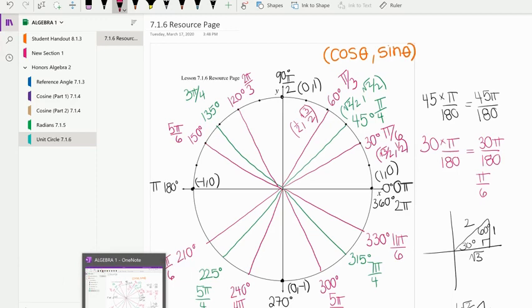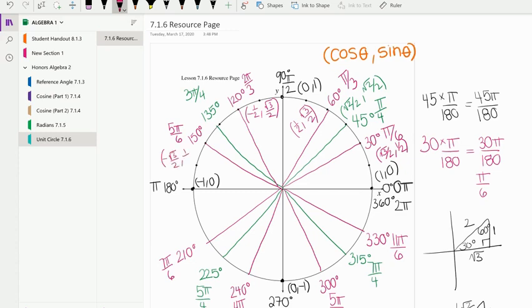So for 120, I know it's going to be 1/2 comma root 3 over 2, but because we're in quadrant 2, that 1/2 has to be negative. So it's going to be negative 1/2 comma root 3 over 2. I'm going to go ahead and do the 150 while I'm on this color. So it's going to just be the same as 30, but I have a negative root 3 over 2 and a positive 1/2. All right, so now I'm going to do the 135, which will be the same as 45, except it will be a negative x value, so negative root 2 over 2, comma, root 2 over 2.